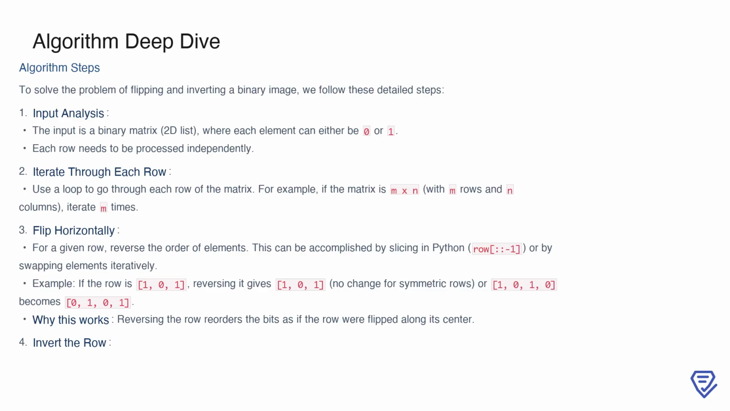Next, we flip the row horizontally by reversing the order of its elements. This can be done easily in Python using slicing, such as row[::-1], or by swapping elements iteratively. For example, if a row is 1, 0, 1, reversing it results in 1, 0, 1, because it's symmetric. However, for a row like 1, 0, 1, 0, reversing it produces 0, 1, 0, 1. This flipping simulates a horizontal reflection of the row as if it were mirrored along its center.